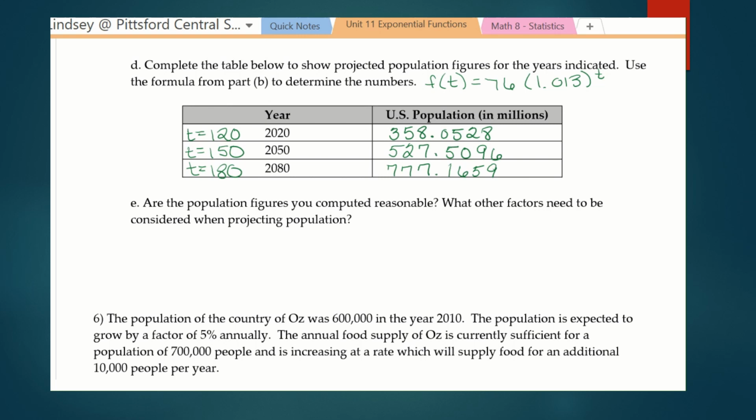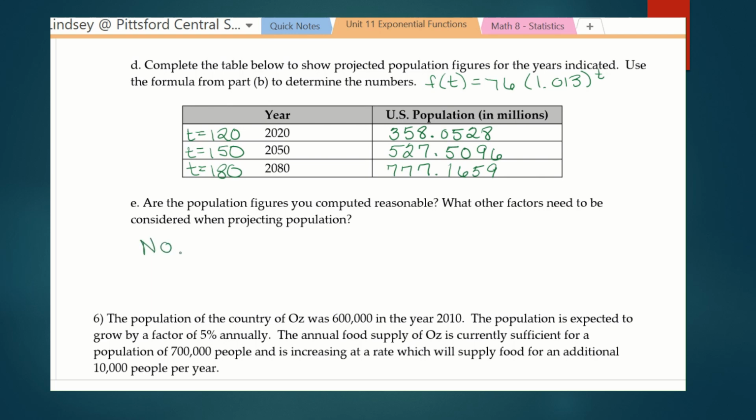There are other factors that need to be taken into consideration when it comes to population. For example, we have no idea what the death rate is. We have no idea what the birth rate is. These are two things that affect our population. We don't know what's going on in the world, right? Who would have predicted a pandemic like this would be going on that will obviously have an impact on our population over time. So while these seem like reasonable values, we are forgetting that there are other factors that do play into population. So I'm going to say no.